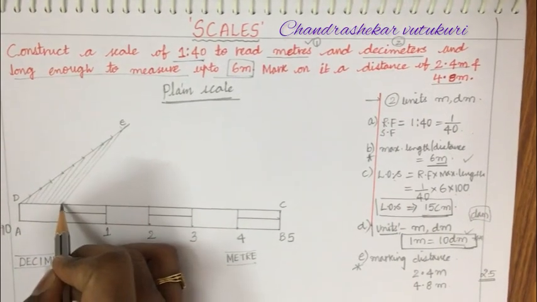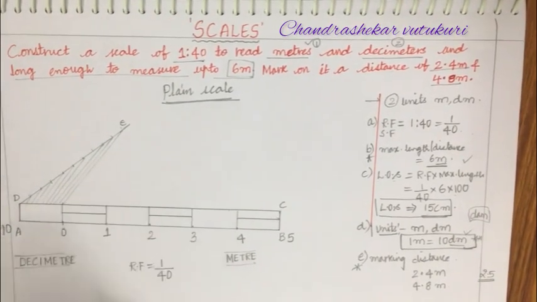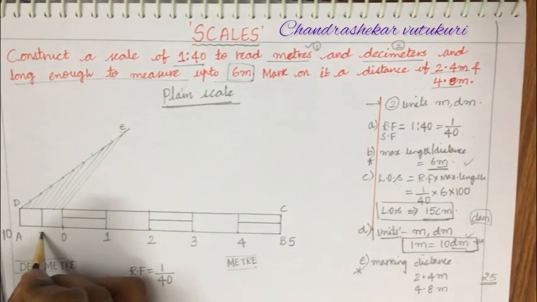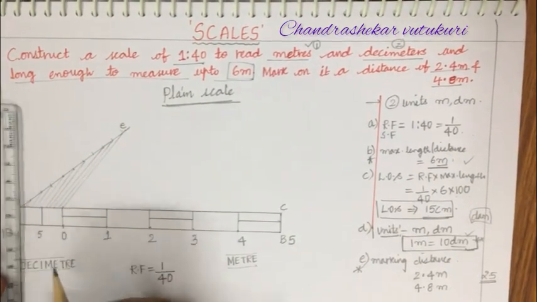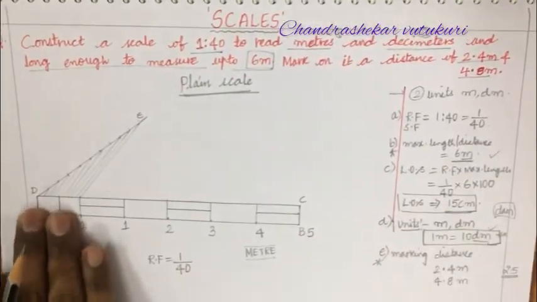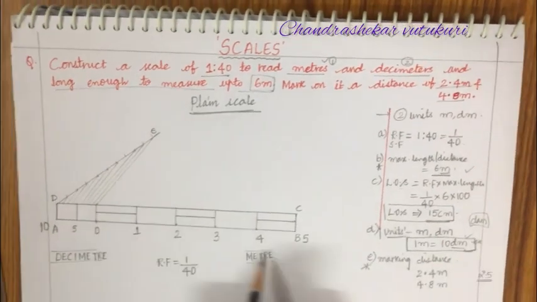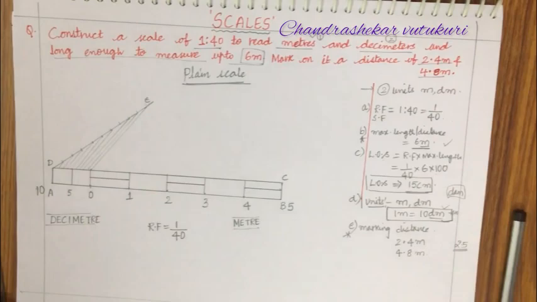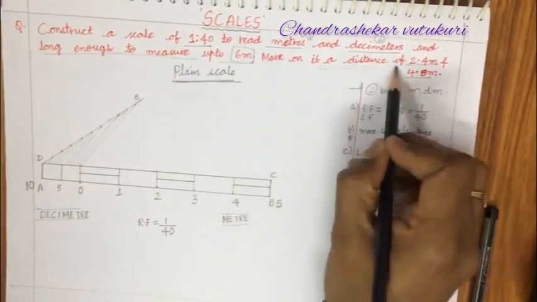So this is 0, so this is 1, 2, 3, 4, 5, I am taking the 5th division. So you try to concentrate and focus on this, and then you are going to get 10 equal divisions onto it. Drop all those into this, so that 1 meter will become 10 decimeter. Now later you are supposed to work out the marking distance on the scale.